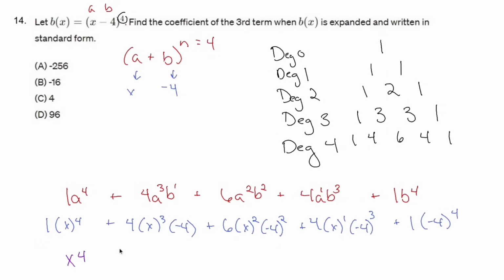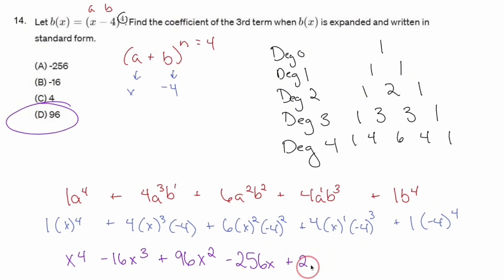Last but not least, let's simplify this out. X to the 4th, 4 times -4 is -16, x to the 3rd. 6 times -4 squared. -4 squared is 16, and 6 times 16 is 96. So positive 96, which gives us our answer, x squared. Negative 4 times negative 4 times negative 4 is negative 64. And 4 times negative 64 is negative 256. Drop down the x. And then again, negative 4 times negative 4 times negative 4 times negative 4 is the positive 256.